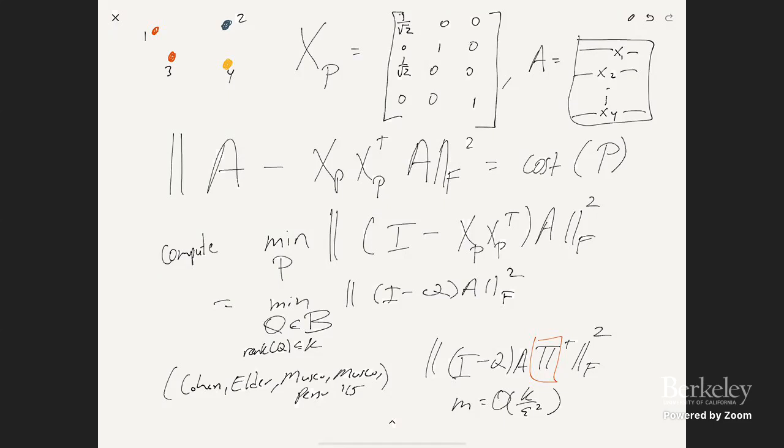So this K is the number of partitions, right? You want to find K clusters. So it's completely independent of N. JL gave you a bound of log N. Here they got a bound of K, which is independent of N.